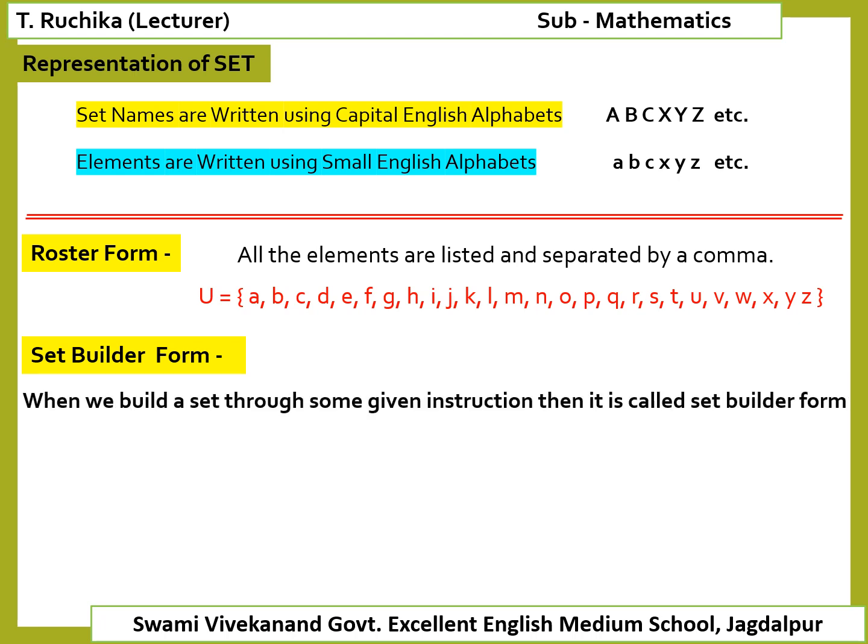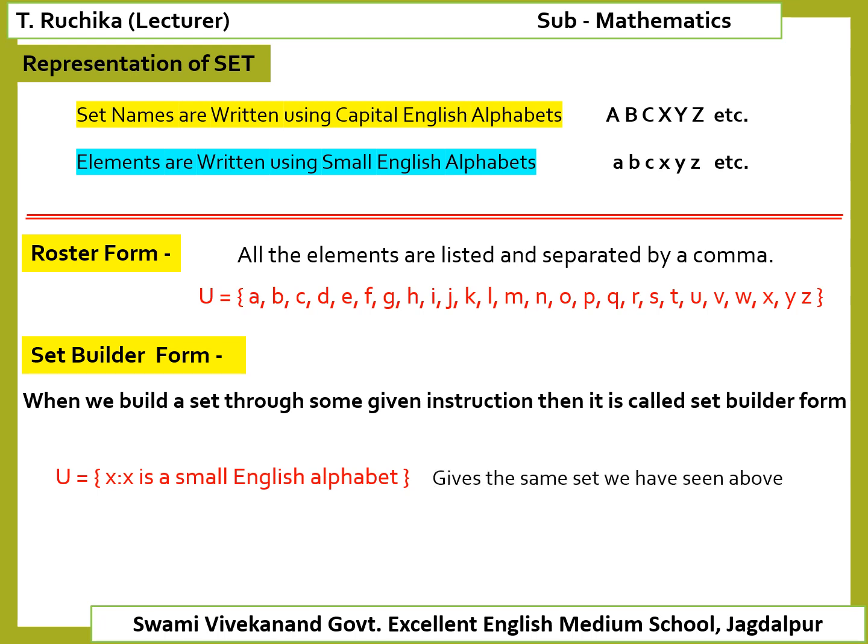Now set builder form. When we build a set through some given instructions, then it is called set builder form. We are building a set using some proper instructions given to us. How do we write this? U is equal to {x : x is a small English alphabet}. It gives the same set we have seen above. Here we are giving the instruction that x is a small English alphabet, and this gives the same set as we have seen above in roster form.